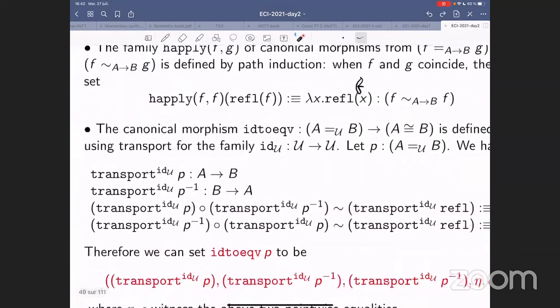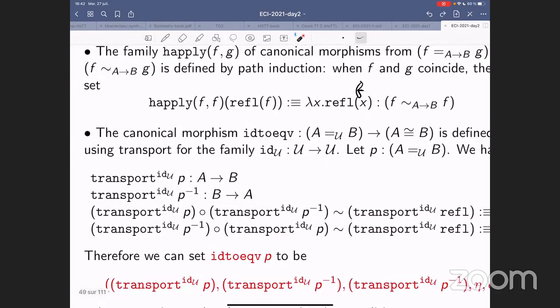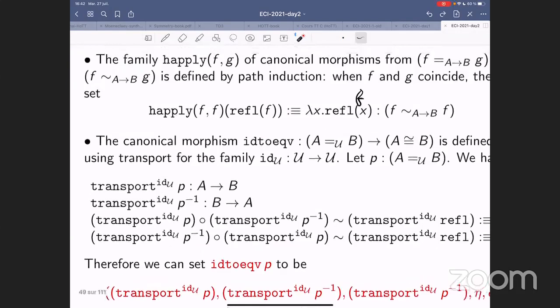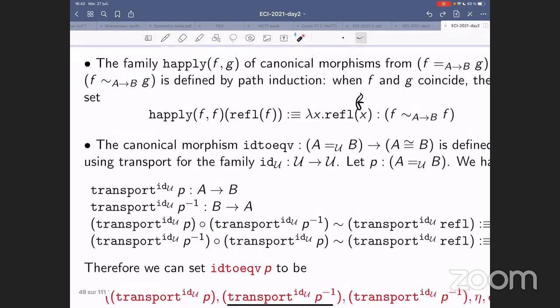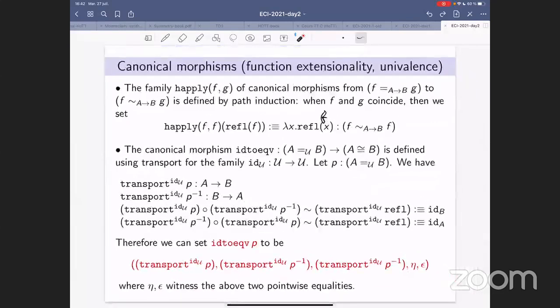Okay, so we need to, starting from a proof P that A is equal to B, yes, here, we need to produce a 1, 2, 3, 4, 5 ingredients, which is the function F, the function G, the function H, the homotopy eta, and the homotopy epsilon. Okay, so these are not difficult.